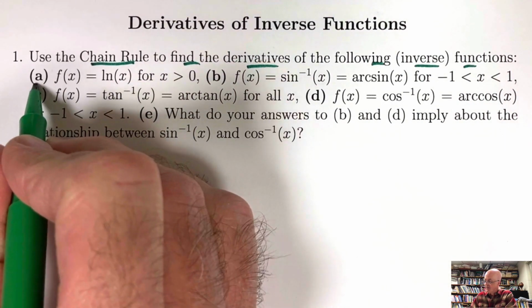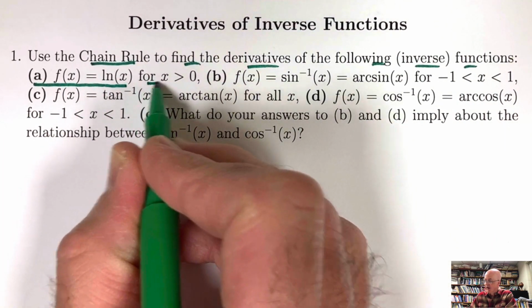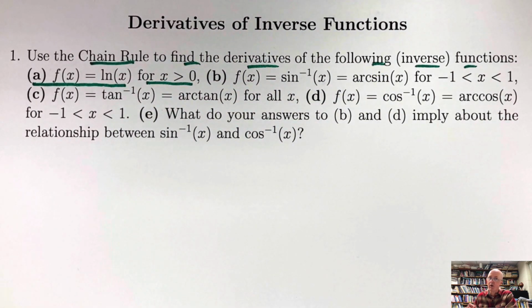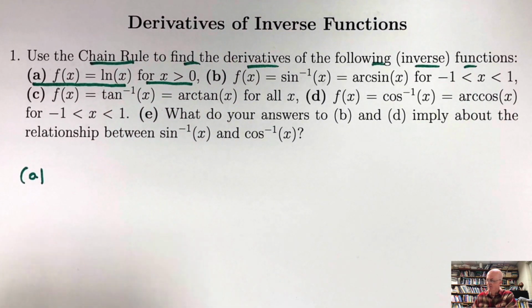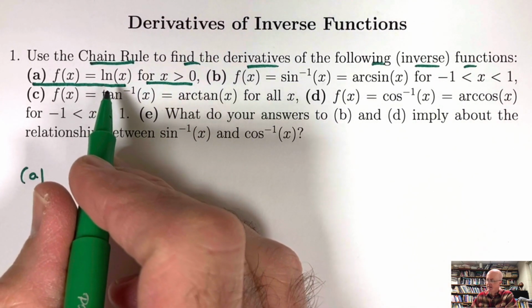Part A, f of x is natural log of x for x greater than 0. You should know, I'm assuming you know, that that's the inverse function of e to the x. We will make use of that. But there is a big question. How in the world do you make use of it? Part of the hint is the chain rule. Part of the hint here that I'm giving you right now is the fact that this is the inverse function of e to the x.